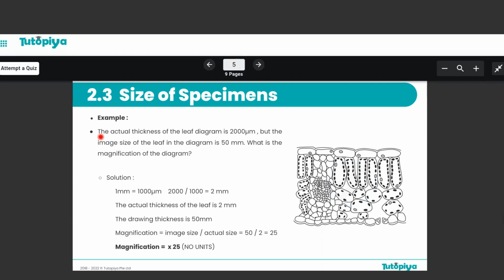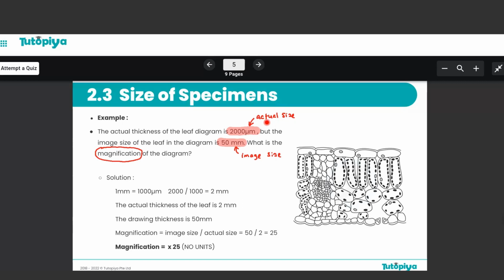The actual thickness of the leaf diagram is 2000 micrometers. I'm highlighting that and saying that this is the actual size. Let's continue. The actual thickness is 2000 micrometers, but the image size of the leaf in the diagram is 50 millimeters. Here's another important piece of information: 50 millimeters is stated as the image size. What is the magnification of the diagram? This seems like a pretty easy question, right?